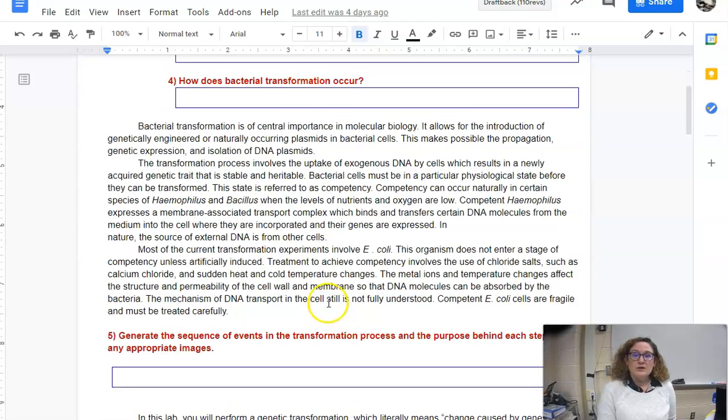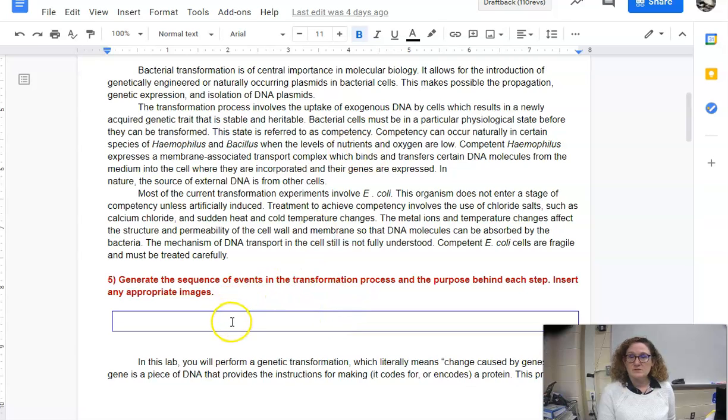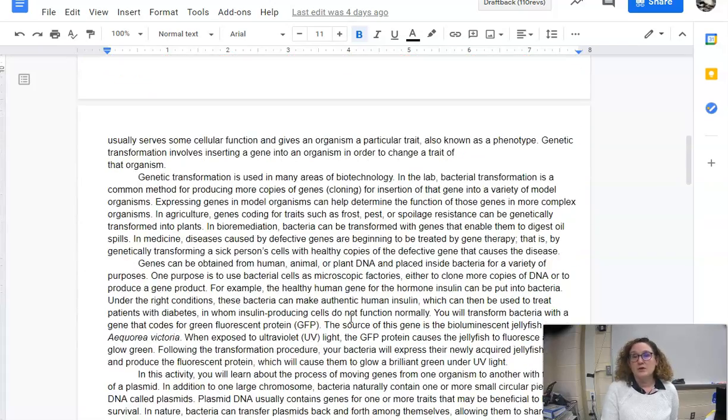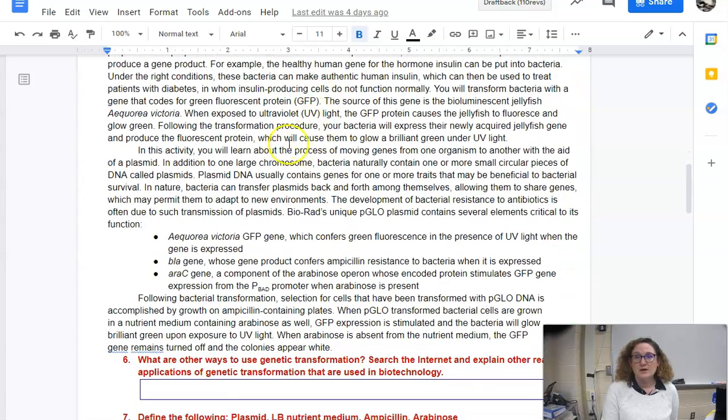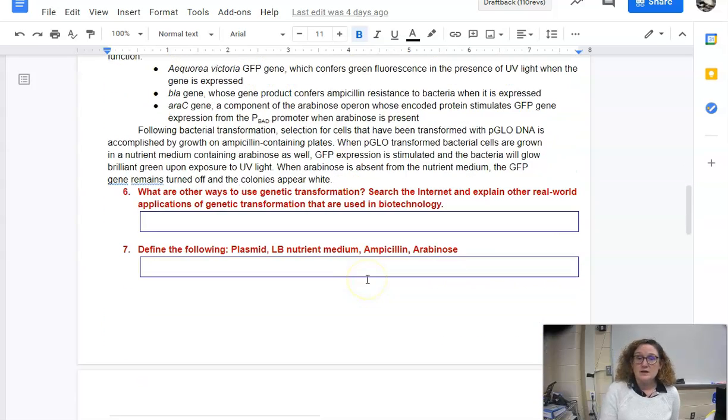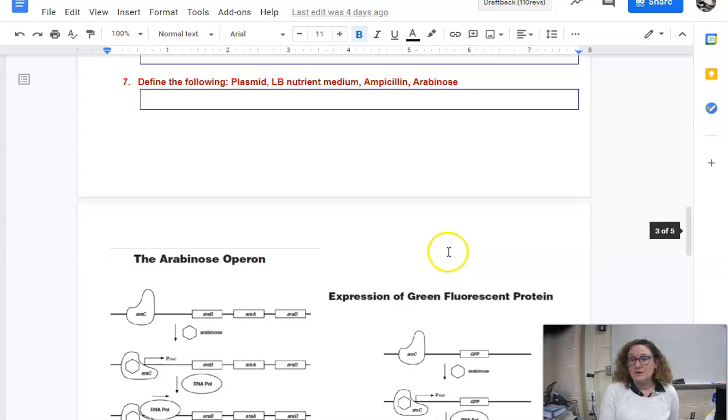You'll need to read through this information, and then there's some other questions that come up. This gives you some background on how the transformation process will occur and what you're going to do. You'll go through the activity. This gives you background information about the fluorescent protein that we're going to insert into our bacteria to make them glow. And along with that, we're also going to give them the antibiotic resistance, which is how we'll know that they have taken up that gene, because we'll grow them on plates that have ampicillin on them. The gene itself is activated by arabinose.